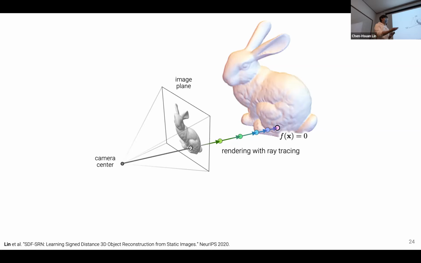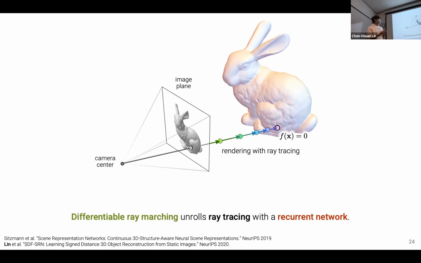So this is like an additional loss we can impose here, but we use a differentiable version of this ray marching algorithm called differentiable ray marching, which is a really nice work from Vincent Sitzmann. This allows us to make this rendering operation differentiable by unrolling it with a recurrent neural network here. And so this allows us to learn this rendering operation end-to-end for a neural network.